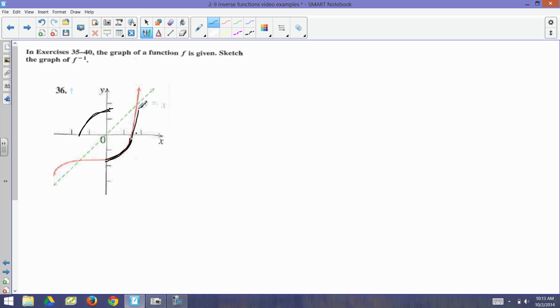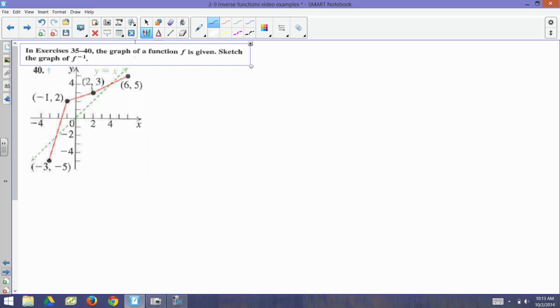These points right here will map right there. These points up here, map kind of like that. And again, this will go here, and this will go here like this. So something like that. Graph the function, sketch the graph.